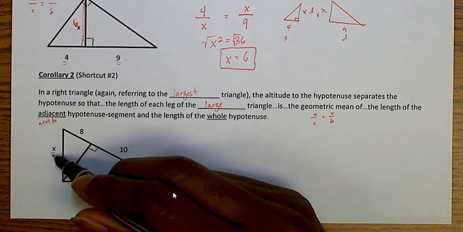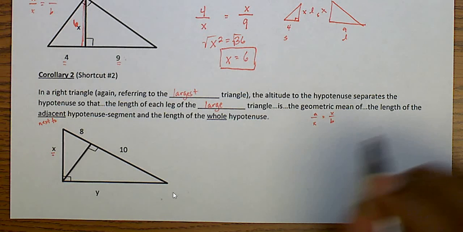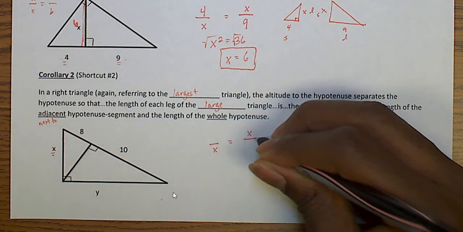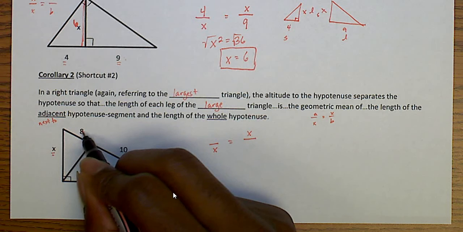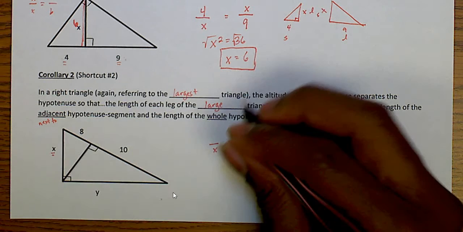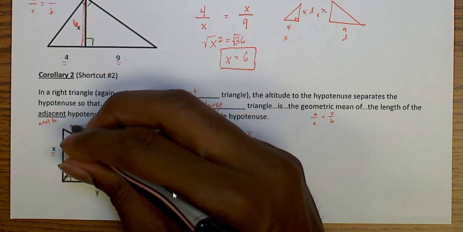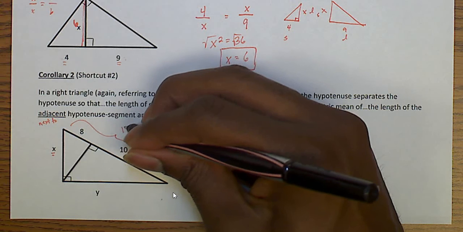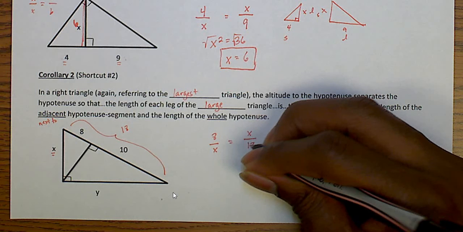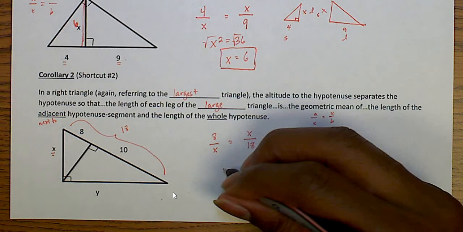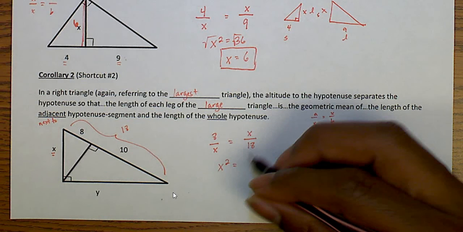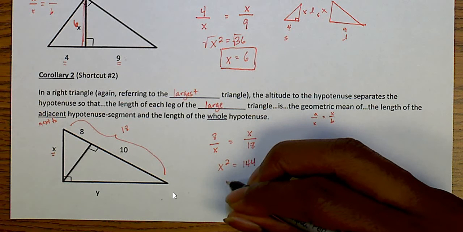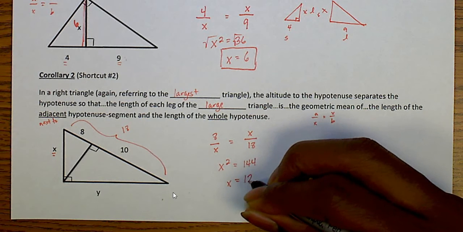I'm trying to find x using this corollary. I should know that x is the geometric mean between the segment of the hypotenuse it touches, see this hypotenuse segment it touches is 8, and the entire hypotenuse. Notice that they gave us 8 and 10, but the entire hypotenuse is 18, 8 plus 10. So if I want to find x, I can cross multiply and solve like any other ratio. So x squared is 144, I take the square root, and x is 12.